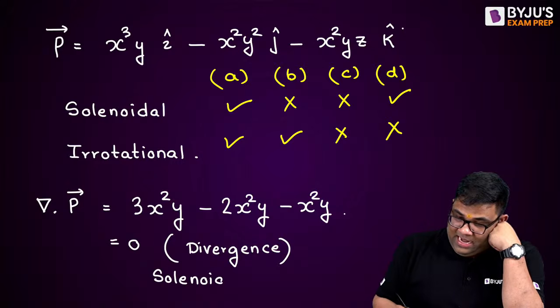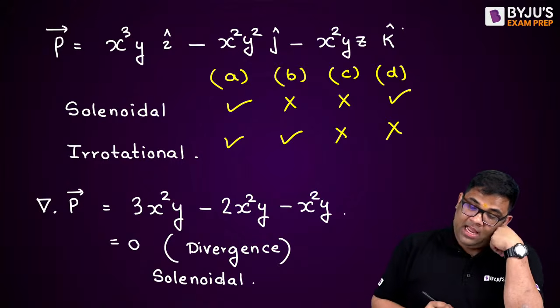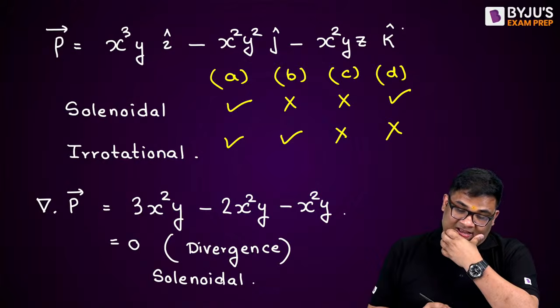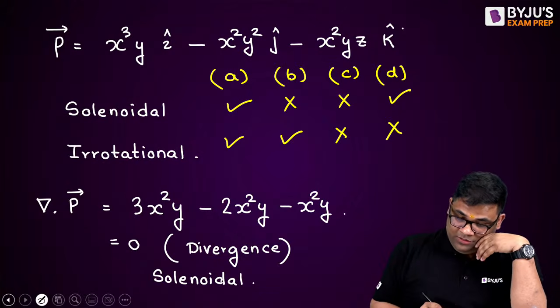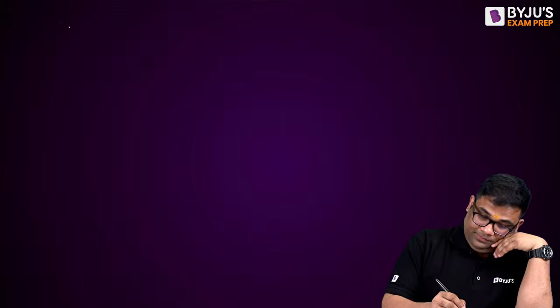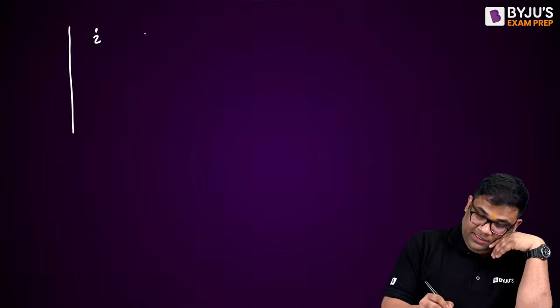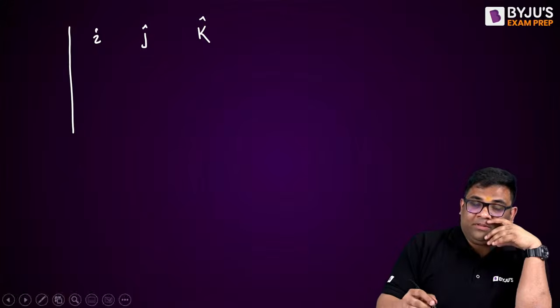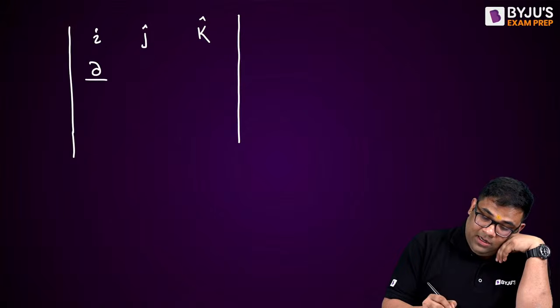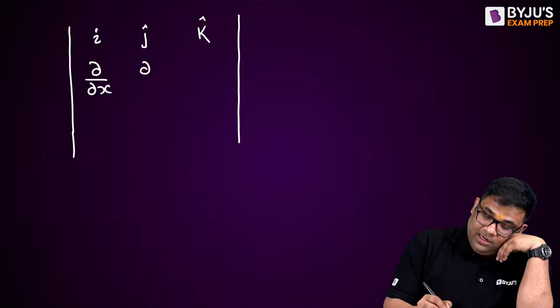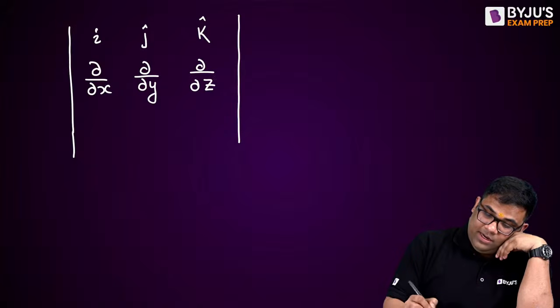That means it can be either A or D. I have to check whether it is irrotational or not. So I will just check it. I, J, K. Solve it systematically. Find out the curl systematically. No hurry. Del of del x, del of del y, del of del z. Very calm and quiet, you solve.